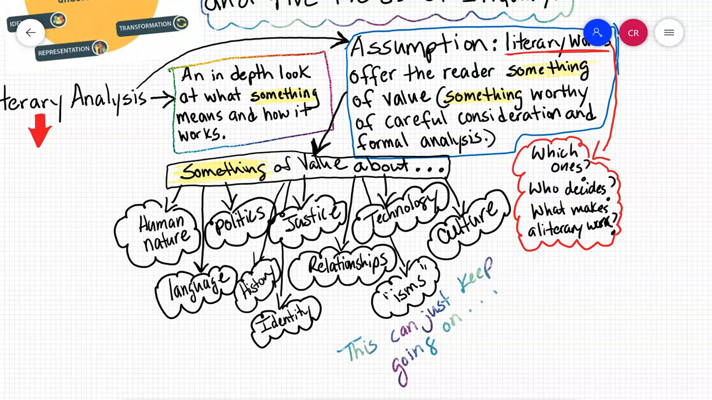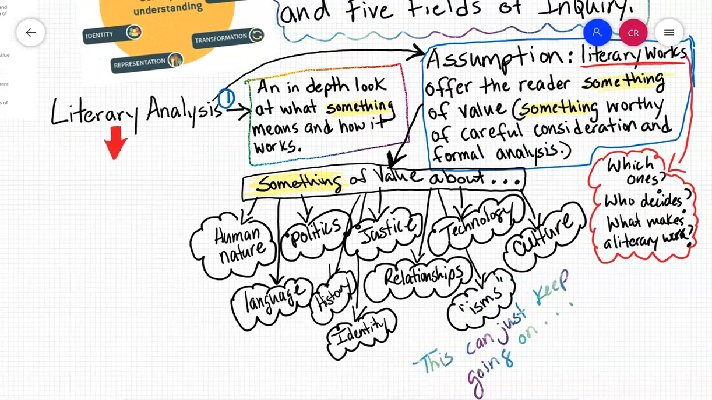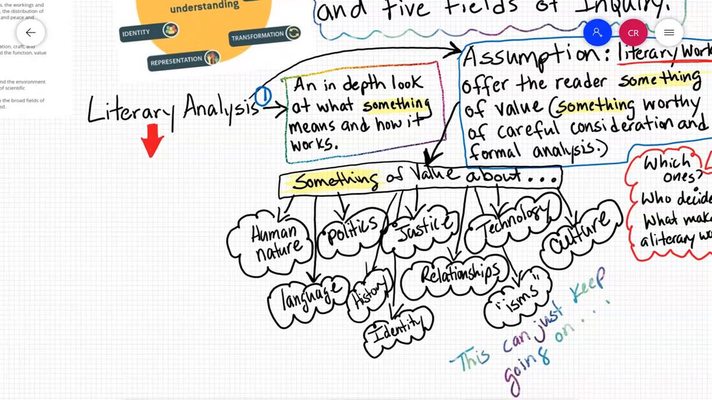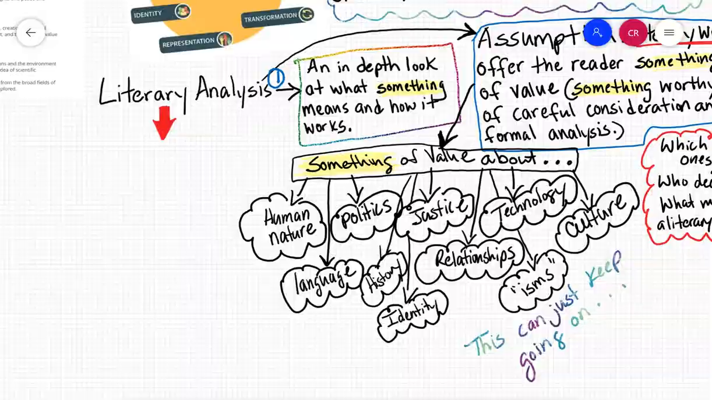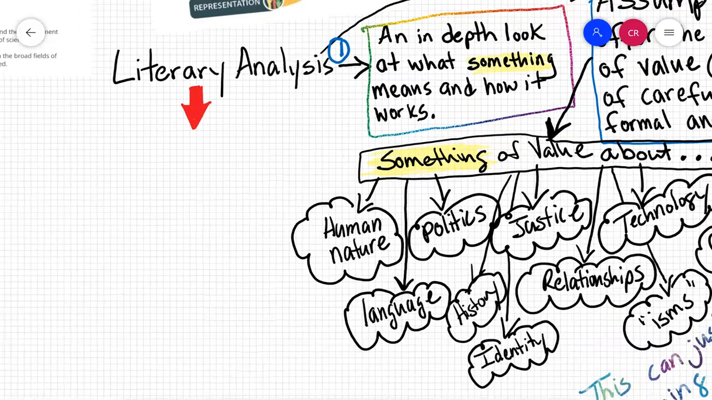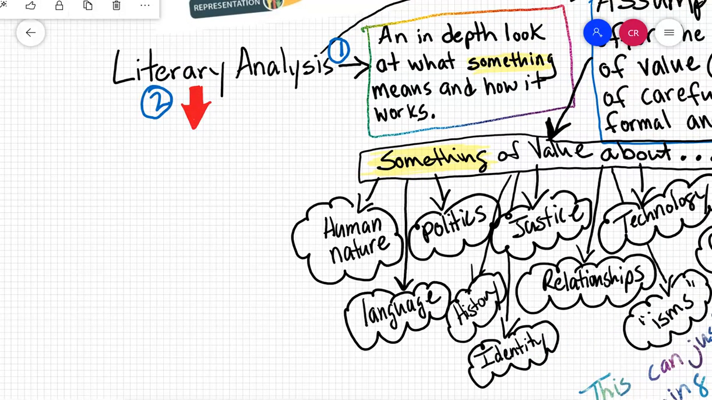So we have to think about what we mean when we say literary analysis then. So we talked already about the first idea, which is what literary analysis is and the assumptions that we're making. But now we need to look at, well, what's the second thing that we're dealing with in literary analysis?